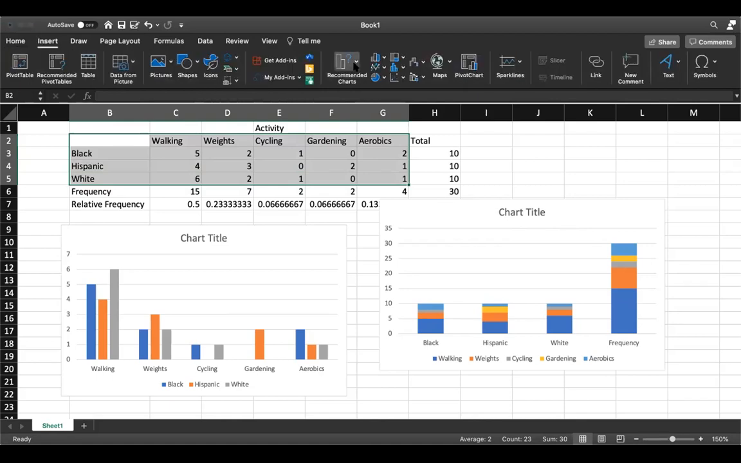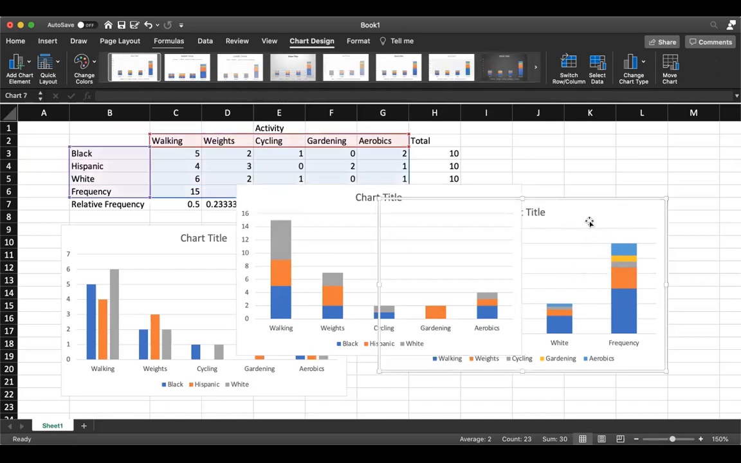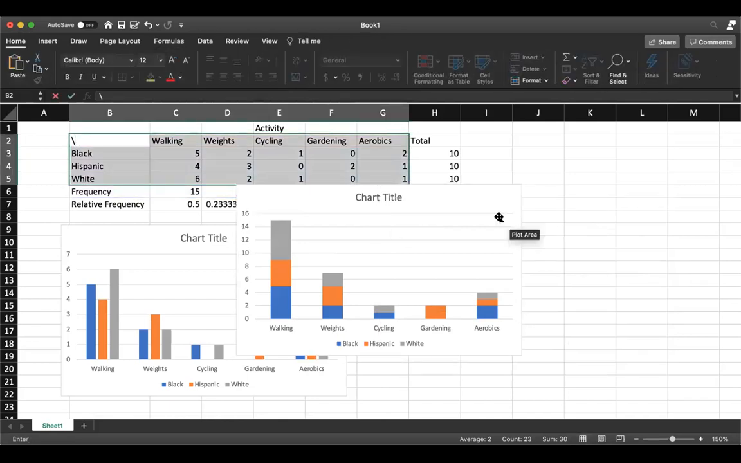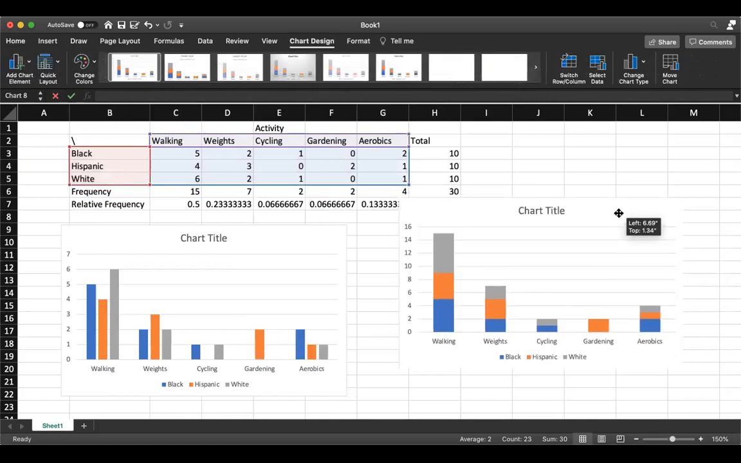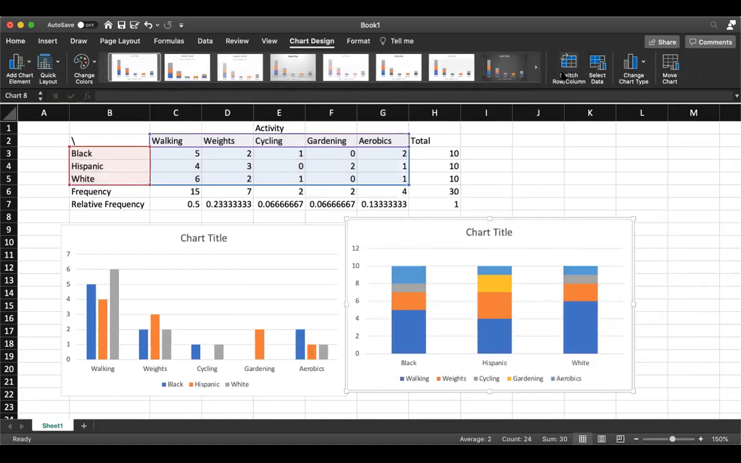Insert. Always try recommended charts first if you can, because it'll give you the recommended chart for it. If not, try to click on the other ones. If we can't figure that out, we'll have to try to figure something else out. But here goes that. And again, you can play with it, switch these around, see what they look like. Hey, notice when I switched it here, they're all at the same height, by the way.